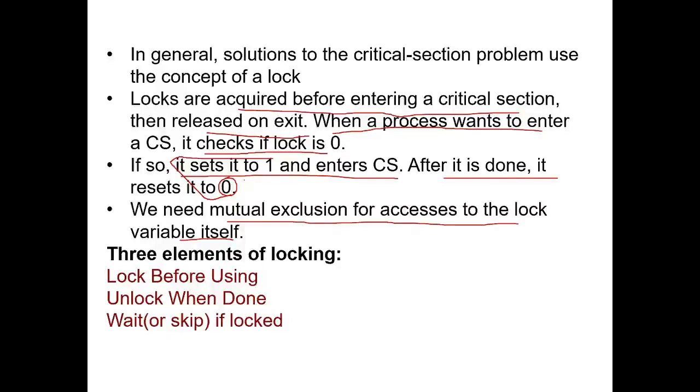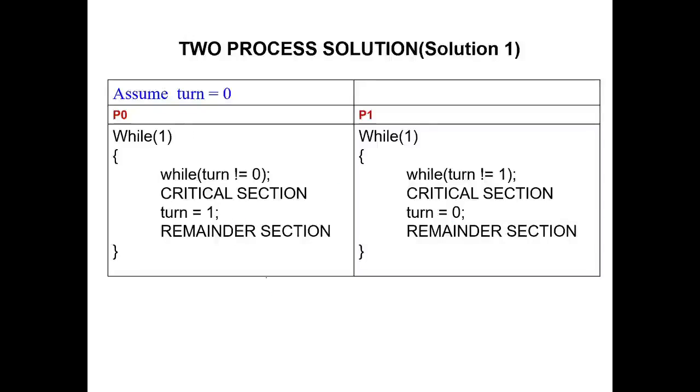So how does this locking system work? Acquire the lock before using it, before entering into the critical section. Then after execution of the critical section code, unlock it so that other processes can enter into the critical section. Wait if some other process is already in the critical section, until it is unlocked. This process we call the two-process solution.